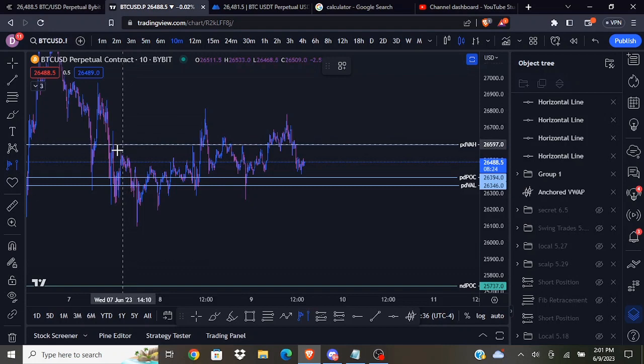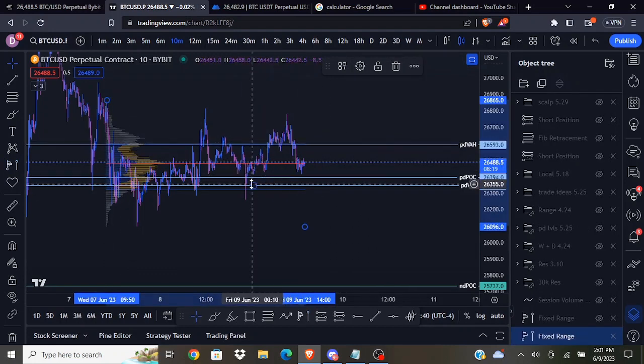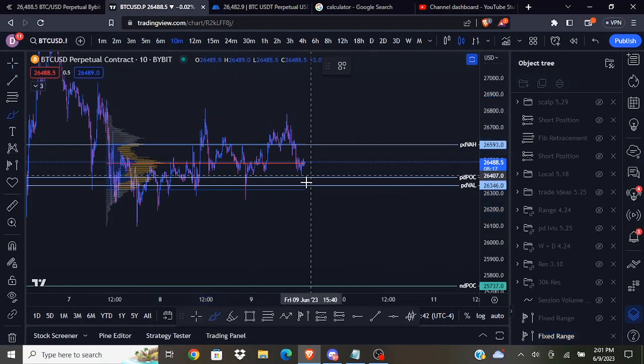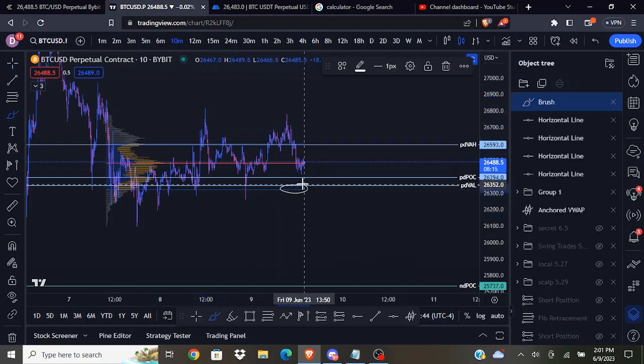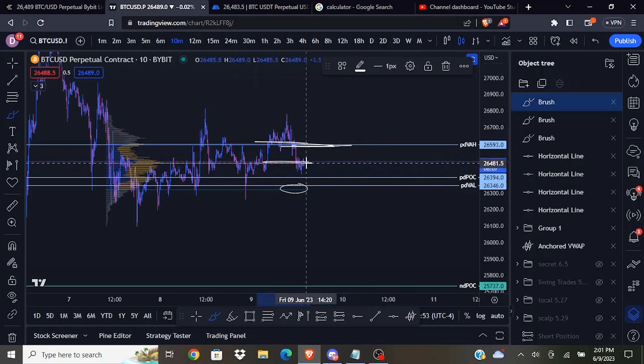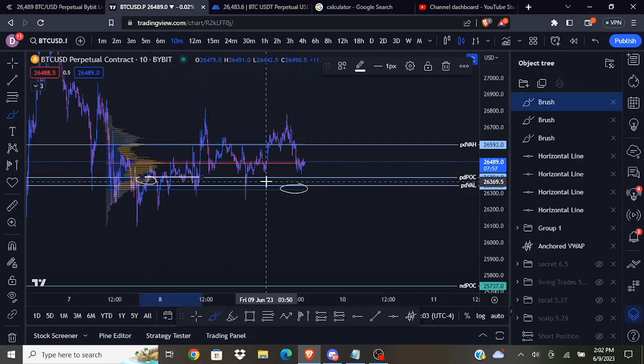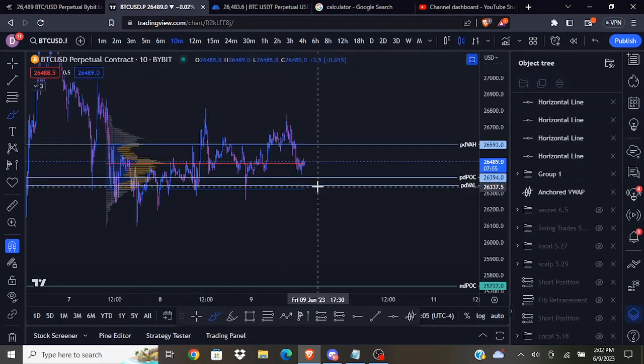A lot of times when we're in ranging conditions like we are right now, the PD levels are going to pretty much align with the range levels. Like you can see the PD value area low is right on top of the value area low of this range. The VAHs are right on top of each other. The points of control are slightly different. Looking at this range, there is a high volume node right here, so it makes sense that this is the previous day point of control.